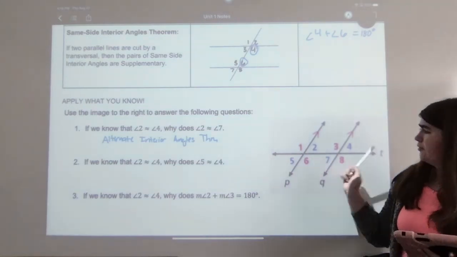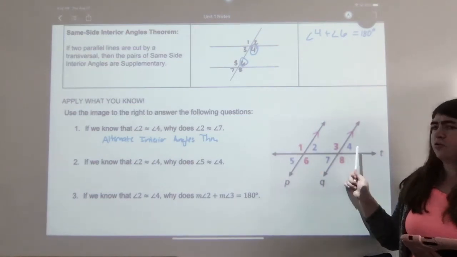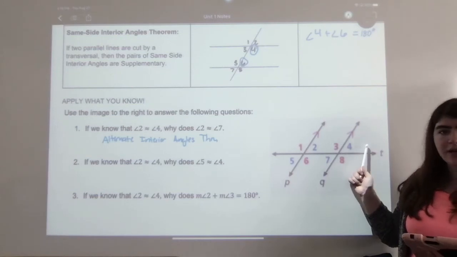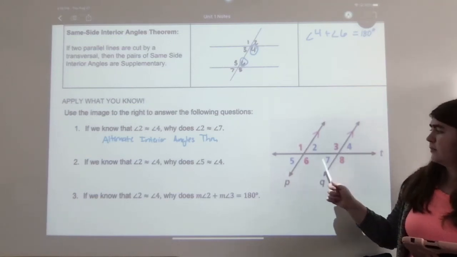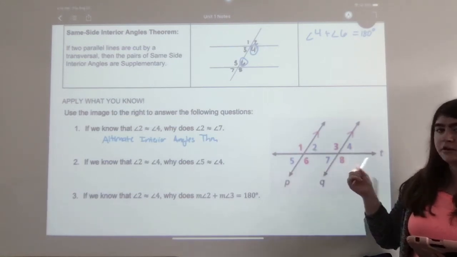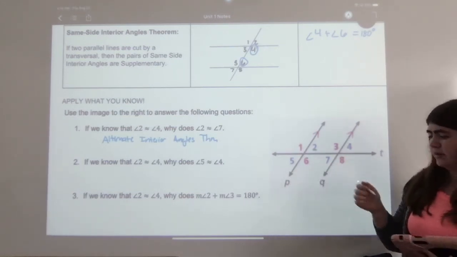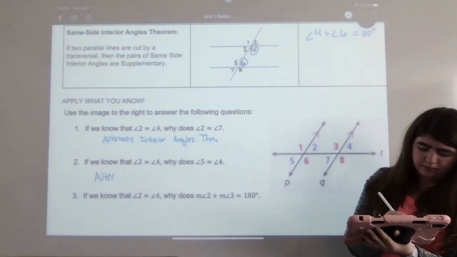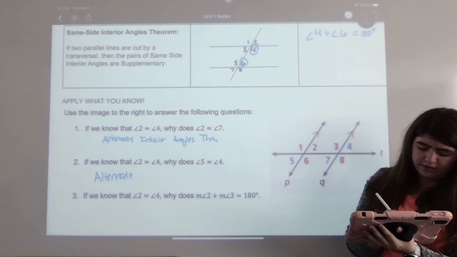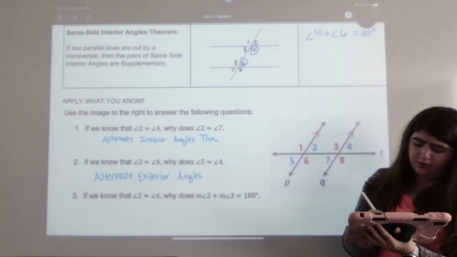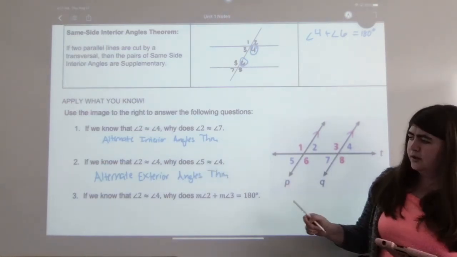So 2 to 4, why is 5 congruent to 4? 5 and 4 are alternate exterior angles, and we know that these are parallel lines cut by a transversal because these are corresponding angles and they're congruent. So angle 5 to angle 4, we would say alternate exterior angles theorem.